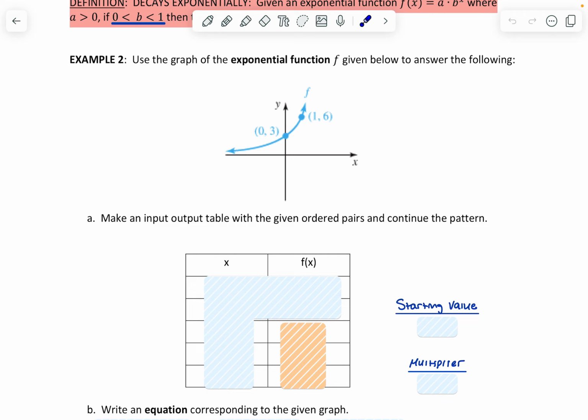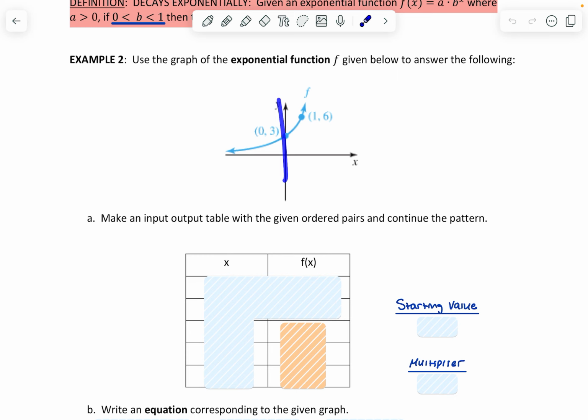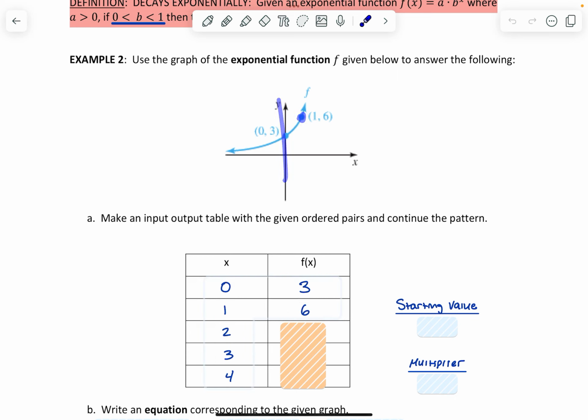Use that graph of the exponential function to answer the following. We need to make an input and output table, right? Just completing this table. Well, just based on the information that I know, I know my y-intercept, and I know one of the other points. So for my x, I'm just going to go 0, 1, 2, 3, 4. Make it easy on myself. I know that my starting value is 3, because that's when x is equal to 0. So my a is 3.